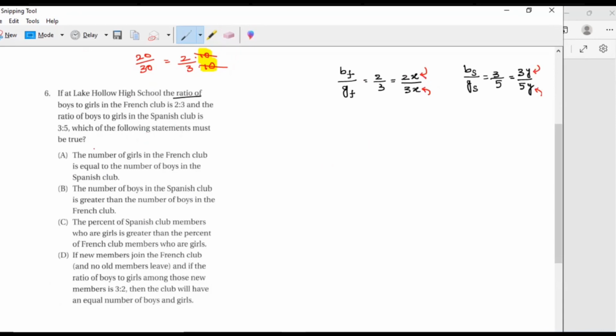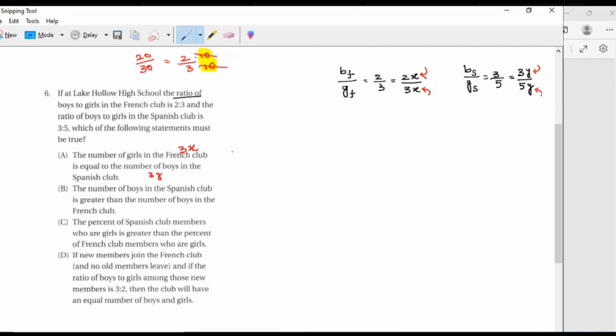Now, which of the following statements must be true? The number of girls in the French club is equal to how many girls there are in the Spanish club? 3x. And the number of boys in the Spanish club? 3y, correct? Unless we know what x is and y is, can I say they both are equal? We don't know. What if x is 10 and y is 100? Unless we are sure, we cannot say they are equal just because they appear similar.